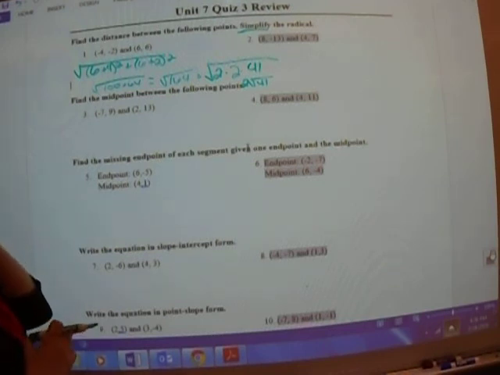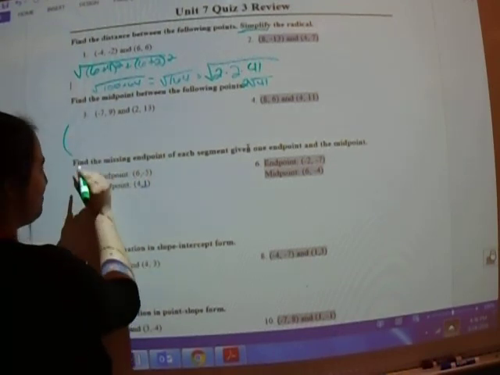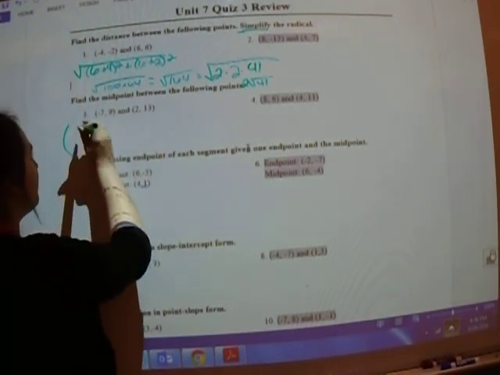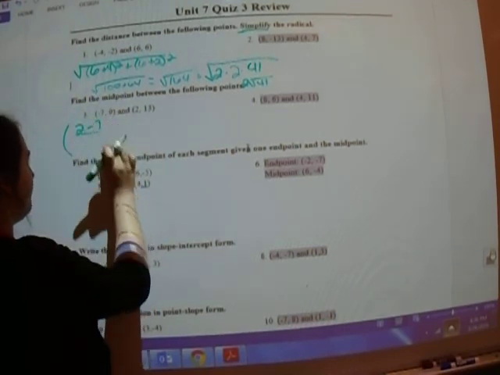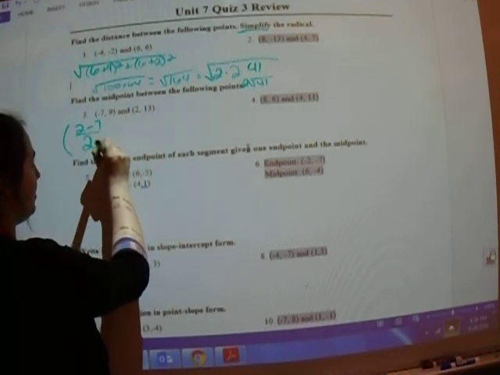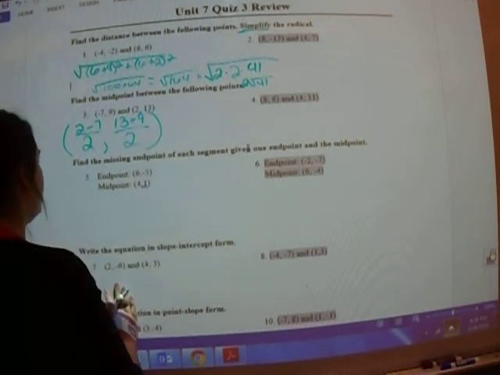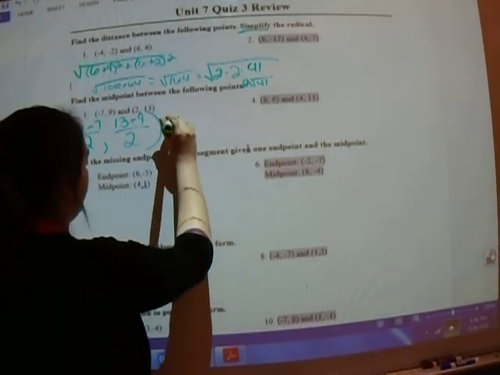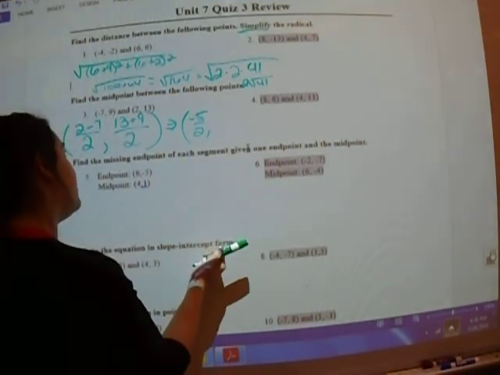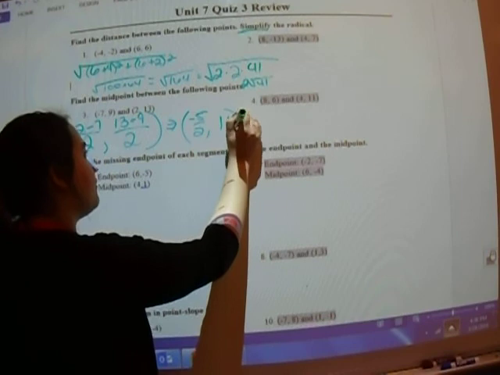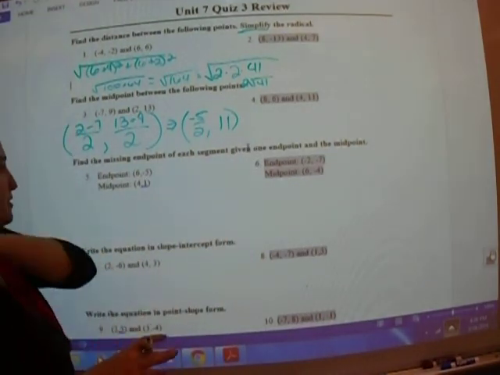Number 2, find the midpoint between the following points. That's just the midpoint formula, which we all remember, I hope. We do 2 minus 7 over 2, comma, 13 plus 9 over 2. So we end up with -5 over 2, comma, 13 plus 9 is 22, over 2 is 11. Okay? So that's how you do those. Hopefully that's easy peasy for you guys.